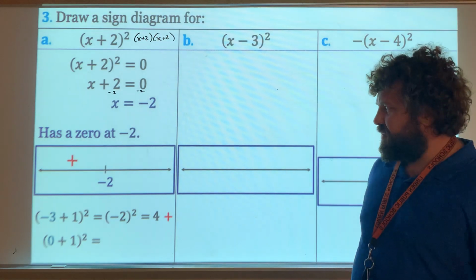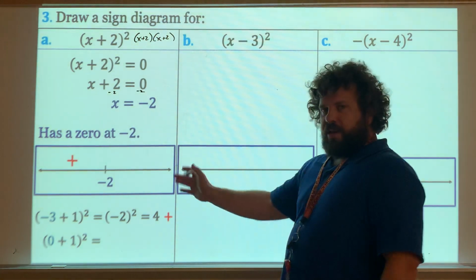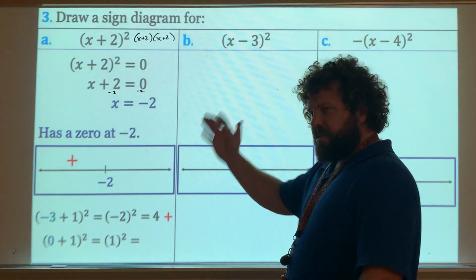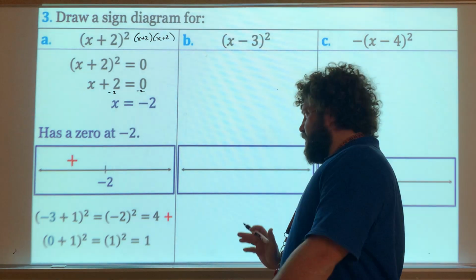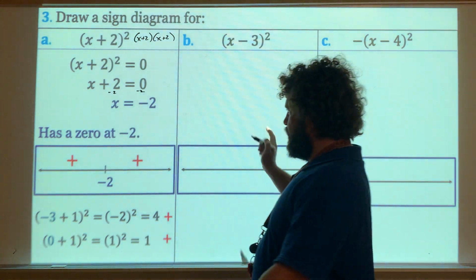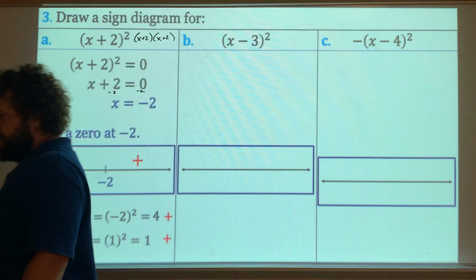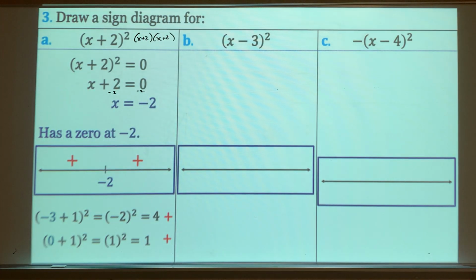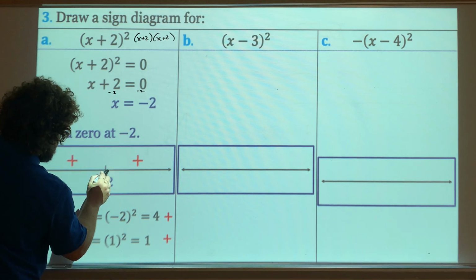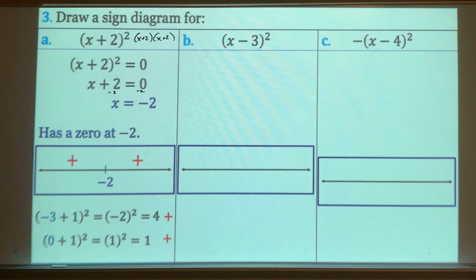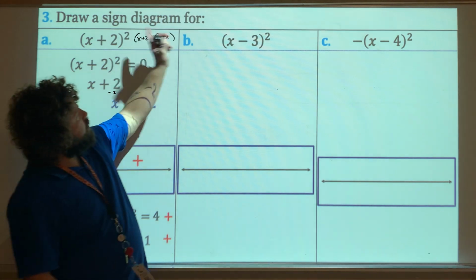Remember, pick 0 when you have the chance. 0 plus 2 squared is 4, positive. Positive, positive. Notice, even power, same sign. Because the graph really looks like this. It comes down, touches the axis, goes back up. All right? These are parabolas.